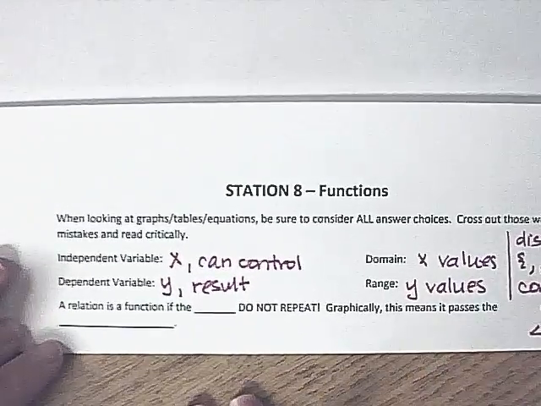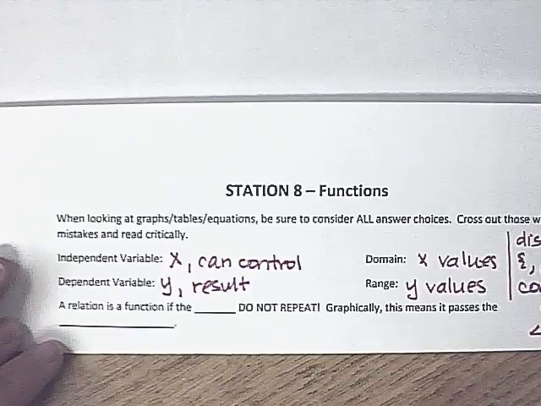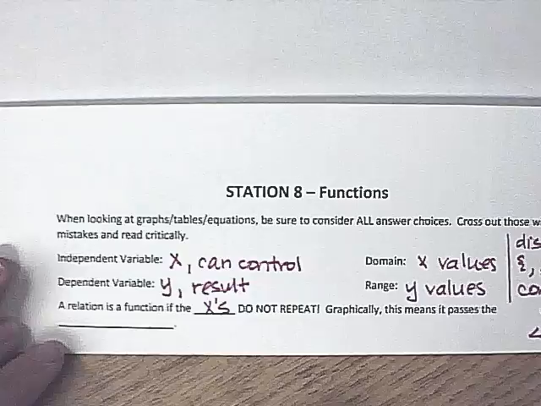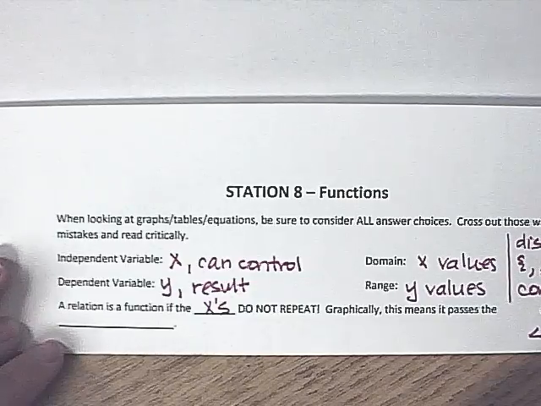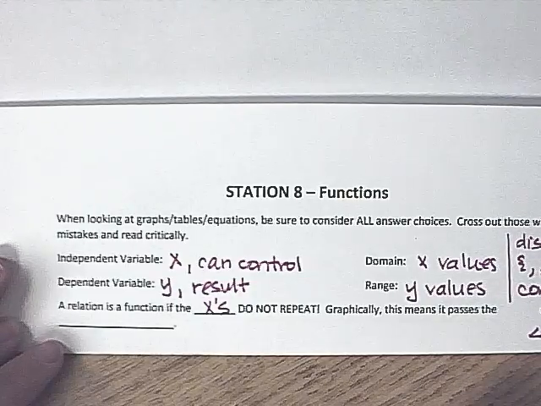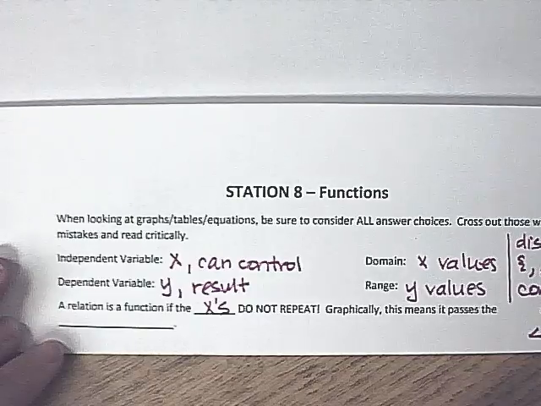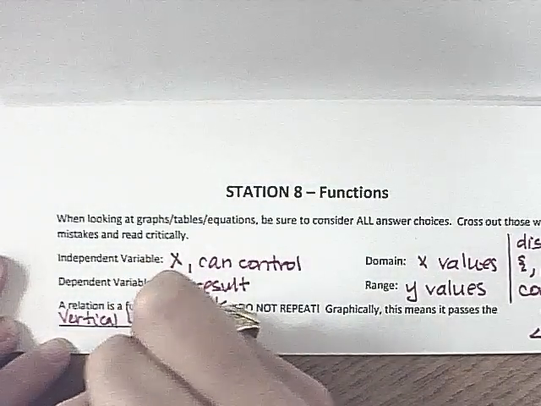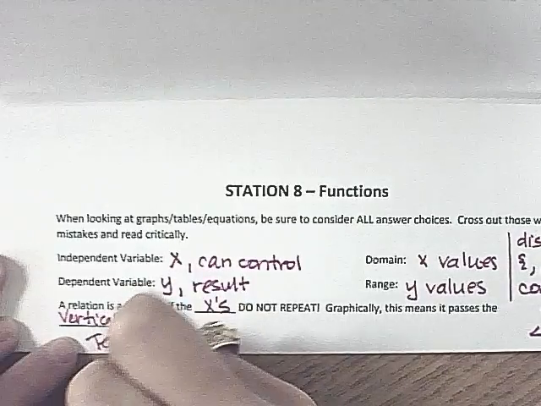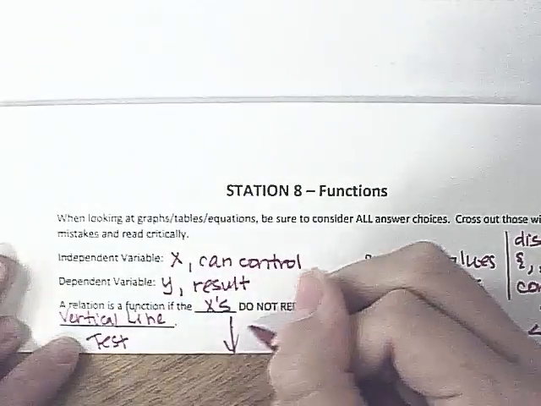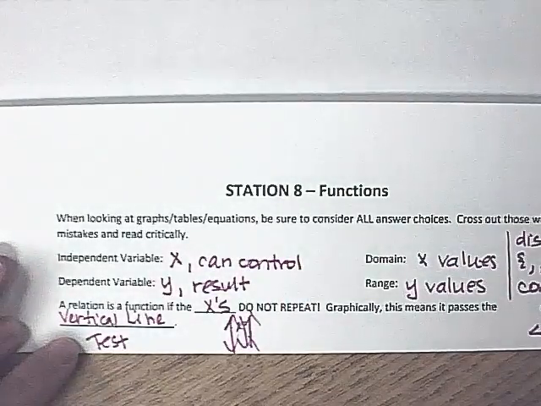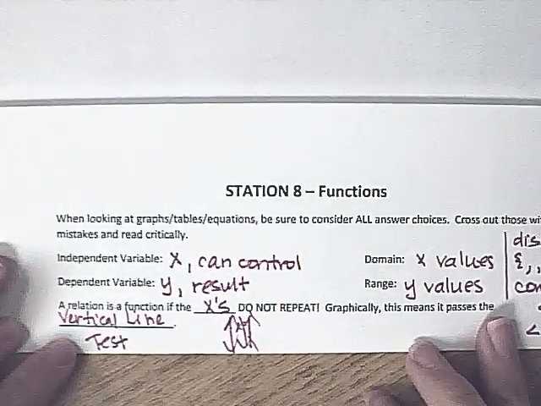And then one last thing, we want to remember that a relation is a function if the x's do not repeat. So you're going to be asked a couple times, is the relation a function? And yes, it is if the x's do not repeat. Graphically, this means that the line passes the vertical line test. Hopefully you remember that that means if I look at the function and I draw a vertical line, I can draw lots of vertical lines, they can only cross once. If it crosses more than once, it's not a function.